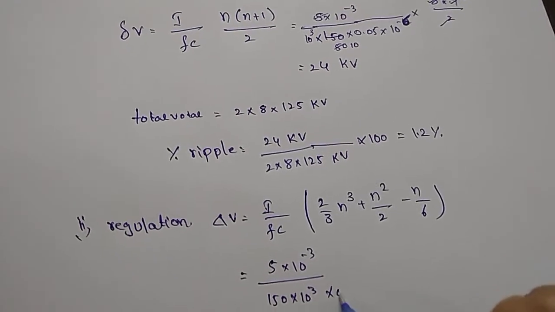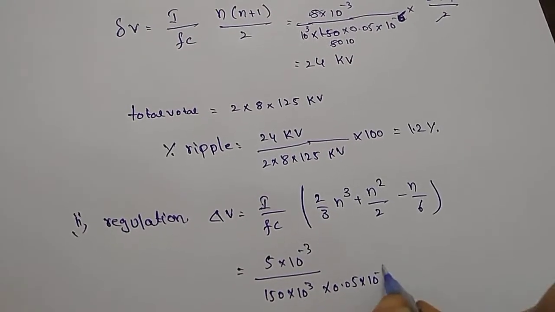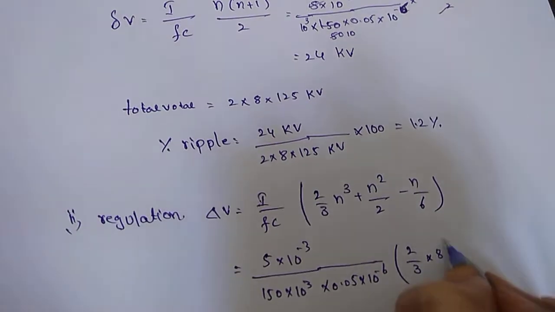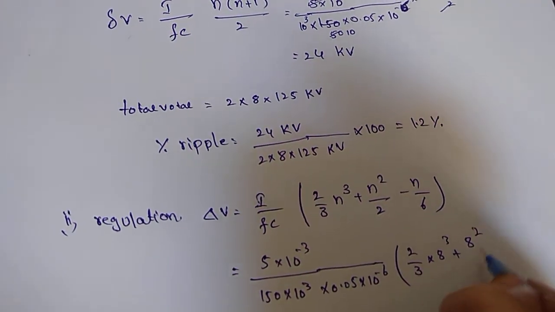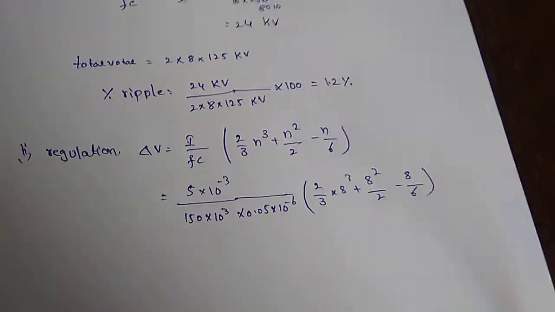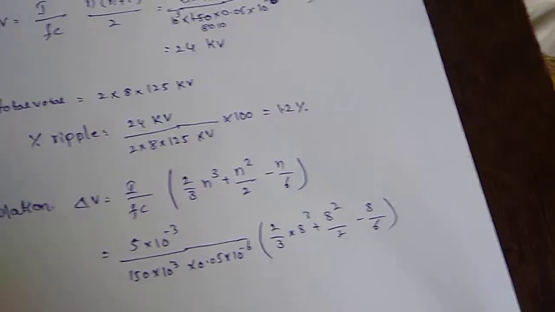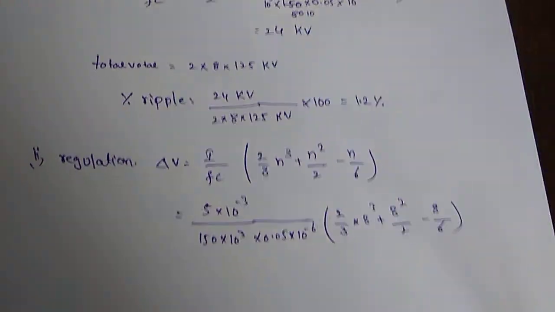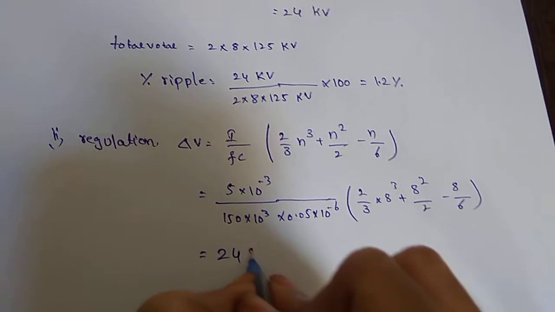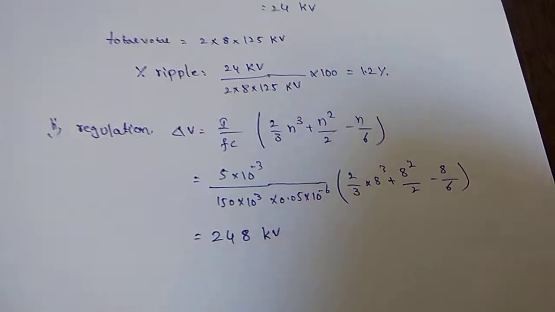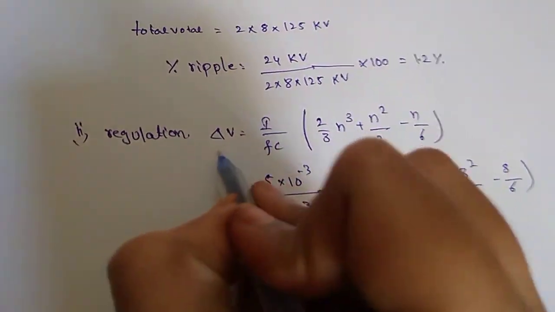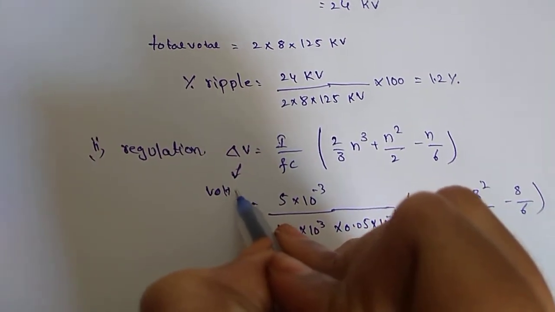I is 10 power 3, Fc is 0.05 into 10 power minus 6, and then 8 cube plus 8 square divided by 2 minus 8 divided by 6. So try to calculate this value. When you calculate all these values, you get 2.248 kV. That is the voltage drop.